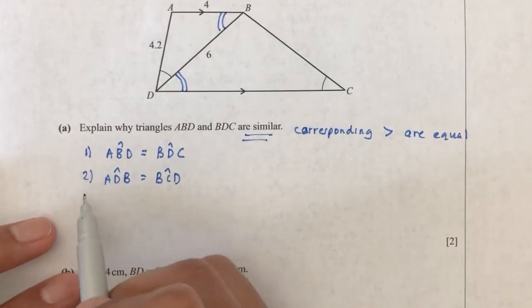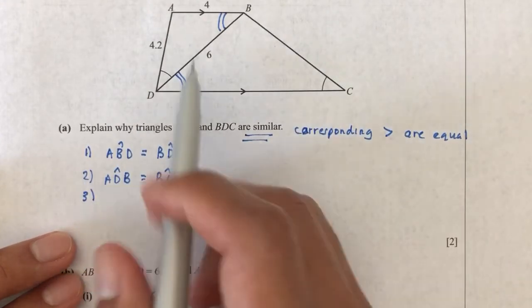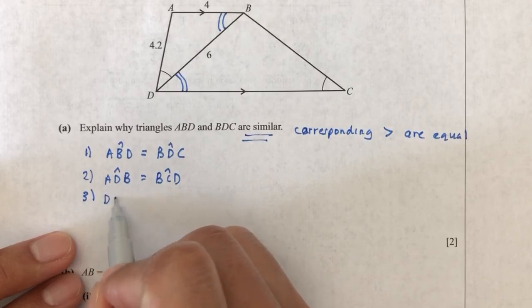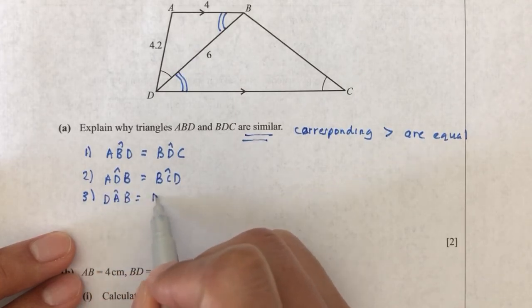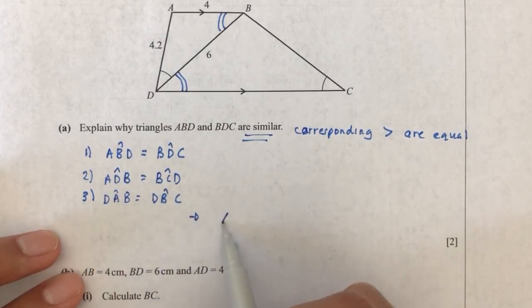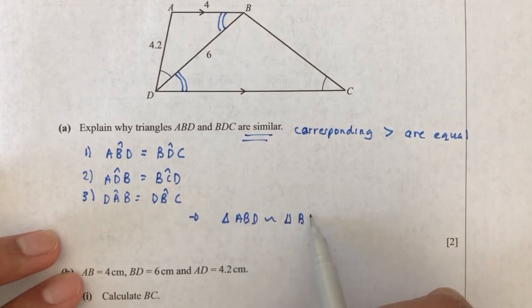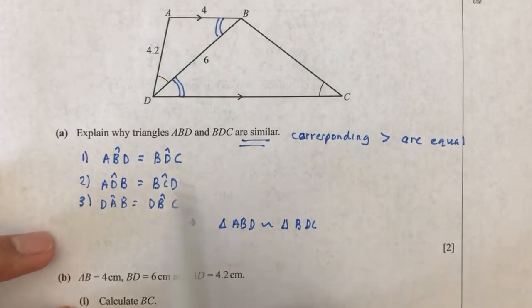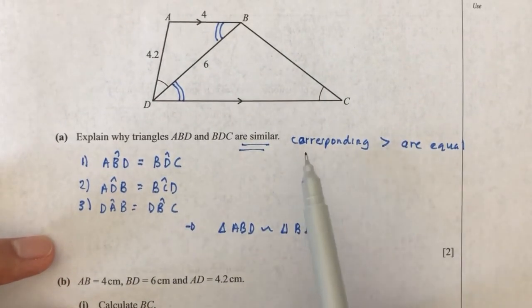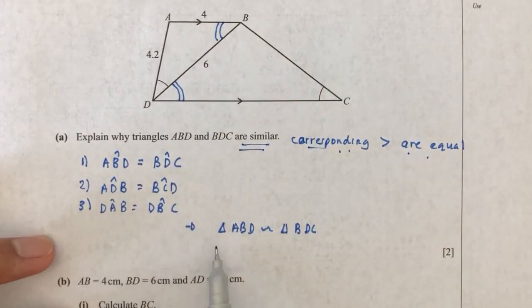Same thing for both. So third part, we prove that angle DBC is equal to angle DAB. So since we have proven that, we say triangle ABD is similar to triangle BDC. So we have a few methods of proving two triangles are similar. One of the methods is proving that the corresponding angles are equal, and here it is pretty easy to see that the angles are equal. So triangle ABD is similar to triangle BDC.